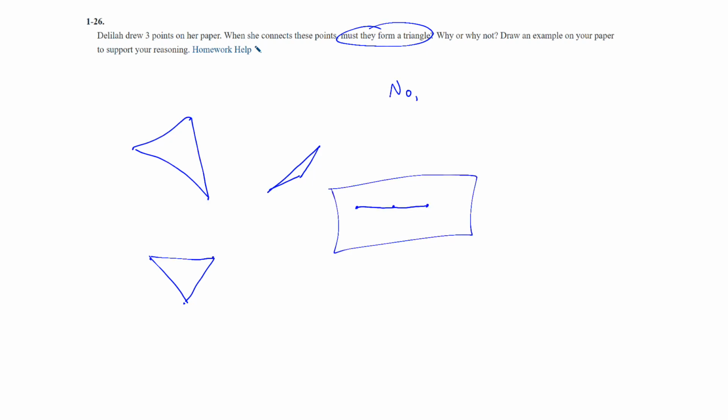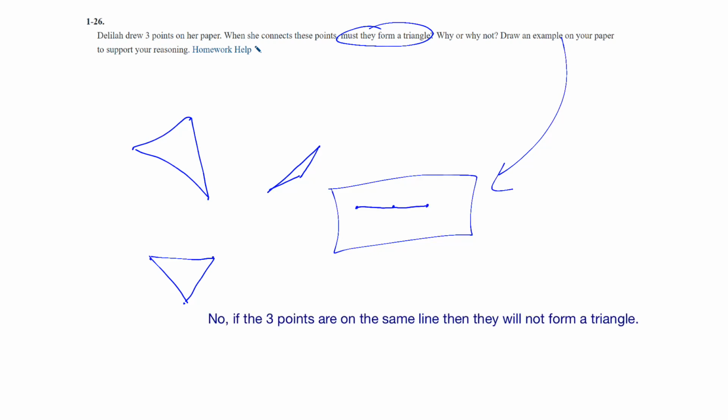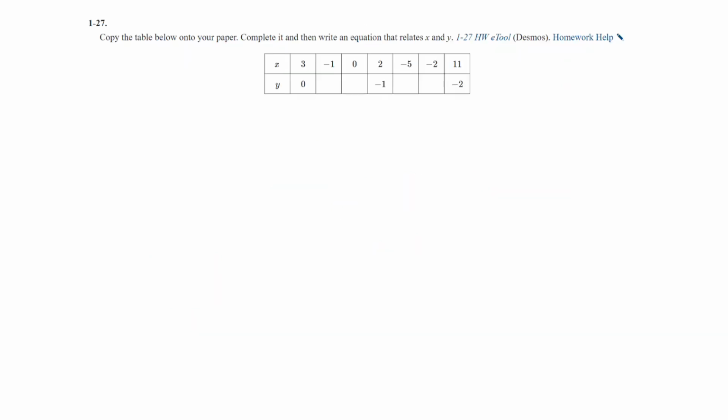We have drawn an example to support our reasoning, and so we'll say no, that if the 3 points are on the same line, then it does not form a triangle. So once again, make sure you are answering the question, and we have set it down here, that no, it does not have to form a triangle if the 3 points are on the same line. And don't forget to draw your counterexample here to support our reasoning.